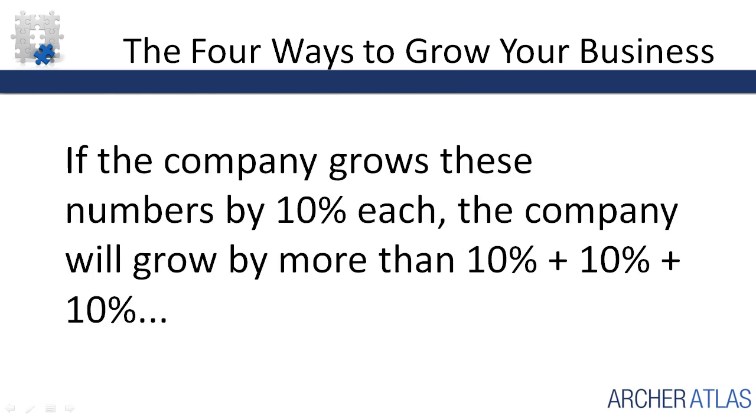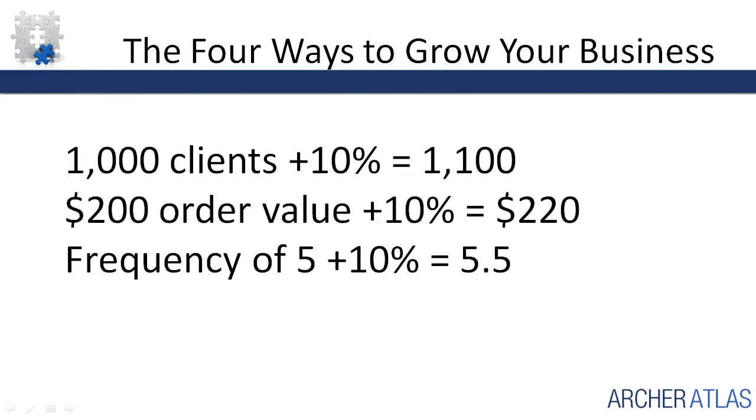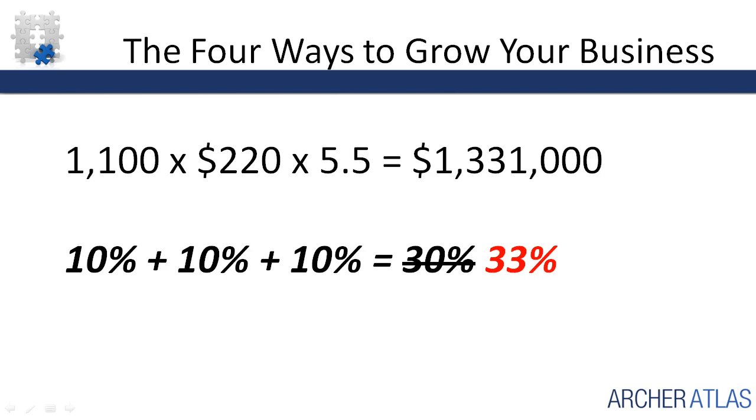Now let's say this company was able to grow these three areas by 10% each. The results would be much greater than 30% by simply combining that 10% 3 times, and I'll demonstrate that now. A 10% increase in customers brings the customer count to 1,100. A 10% increase in average price per transaction brings us to $220. And a 10% increase in frequency of purchase brings us to 5.5 transactions per year on average. Altogether, this company would increase their revenue by over 33% by increasing these core numbers by 10% apiece.